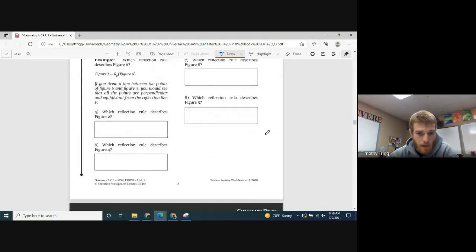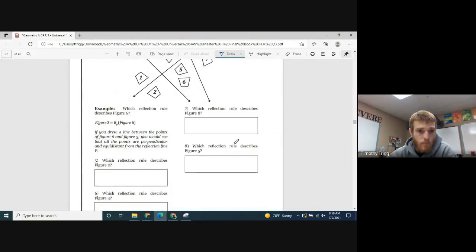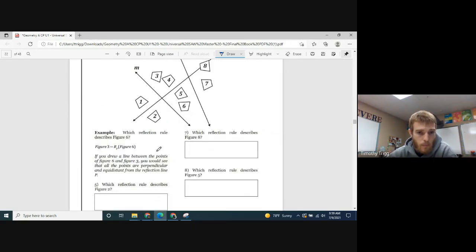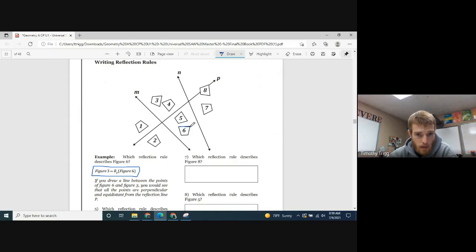Now, let's go on to page 16. So here's an example they give us. It says, which reflection rule describes figure 6? And so they wrote it like this. So which reflection rule describes figure 6? So you can see where figure 6 is right here.